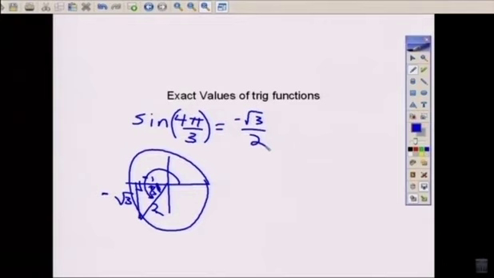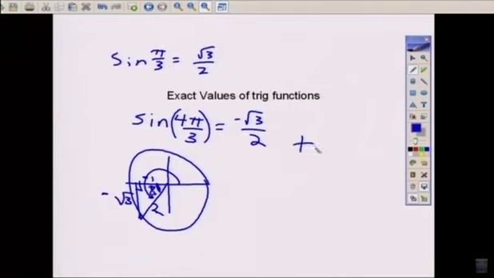Now, you may have looked at this in a different way. You previously may have said, I know that the sine of pi over 3 is equal to root 3 over 2. And then because sine goes with the y value, and the y in quadrant 3 is negative, sine of 4 pi over 3 must be negative as well. So there are a couple of approaches depending upon how your textbook looks at this particular problem. Let's look at one more example here.